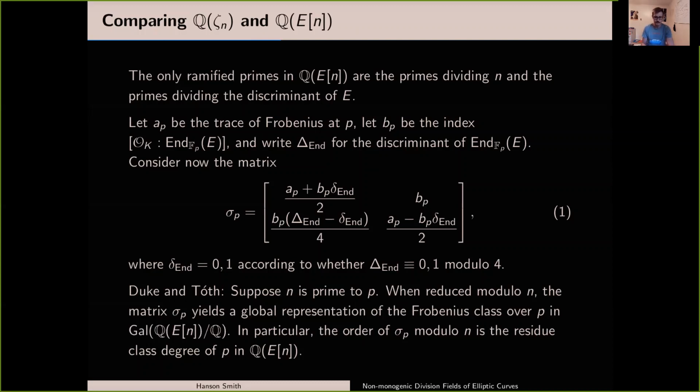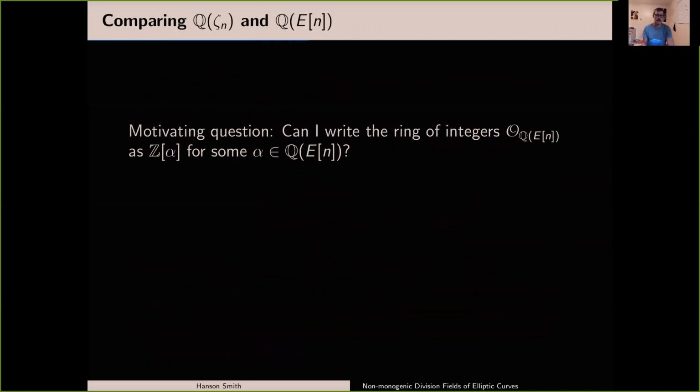Okay, cool. So the motivating question is, can I write the ring of integers of my n-torsion field as nicely as I can write the ring of integers of my n-cyclotomic field? Can I write it as Z adjoined alpha for some alpha? Does it admit a power integral basis? In other words, when is my n-torsion field monogenic? So that's going to be our motivating question.